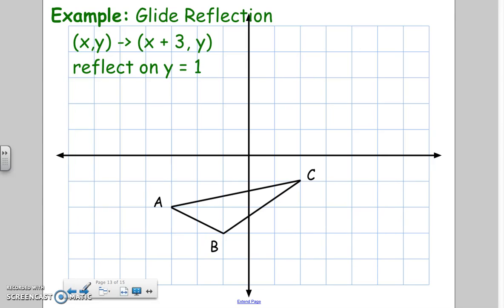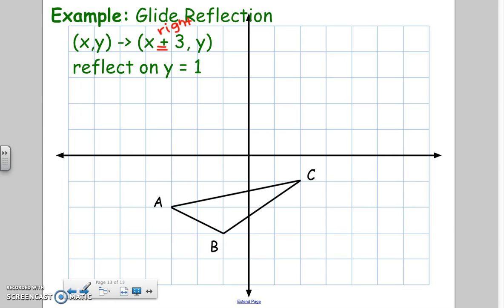So when you're looking at a glide reflection, the first thing you're going to see is the rule for a translation. Remember from Thursday, when you see a plus with an X, it means to move to the right. And when there's nothing with the Y, that means the Y value will remain constant. So let's go ahead and translate or glide the shape before we do the reflection.